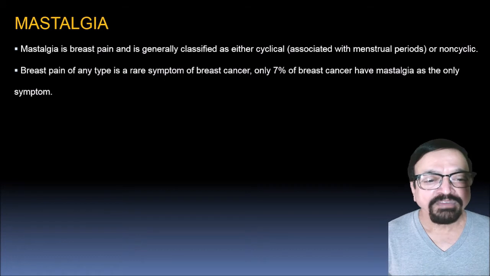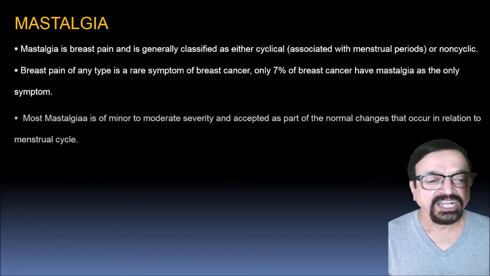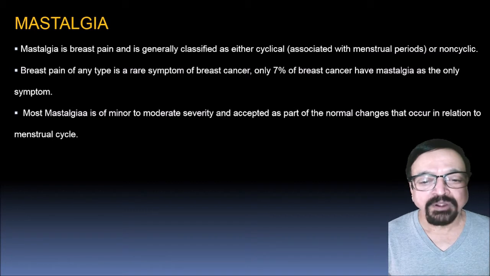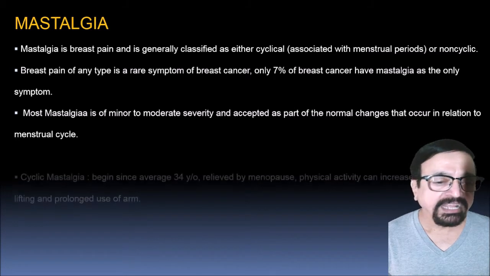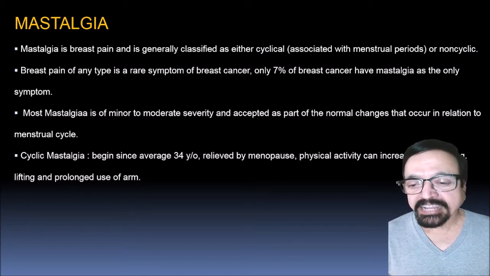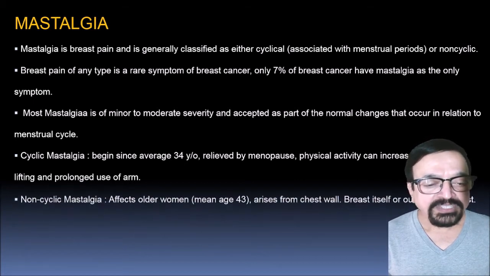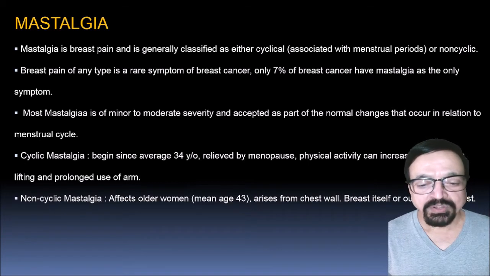Breast pain of any type is a rare symptom of breast cancer. Only 7% of cancers have been known to be associated with mastalgia. Most mastalgia is of minor to moderate severity and accepted as part of normal changes that occur in relation to the menstrual cycle. Cyclic mastalgia begins at an average age of 34 years, relieved by menopause. Physical activity can increase the pain, for example lifting and prolonged use of the arm. Non-cyclic mastalgia affects older women, that is mean age 43, and arises from the chest wall, breast itself or outside the breast.